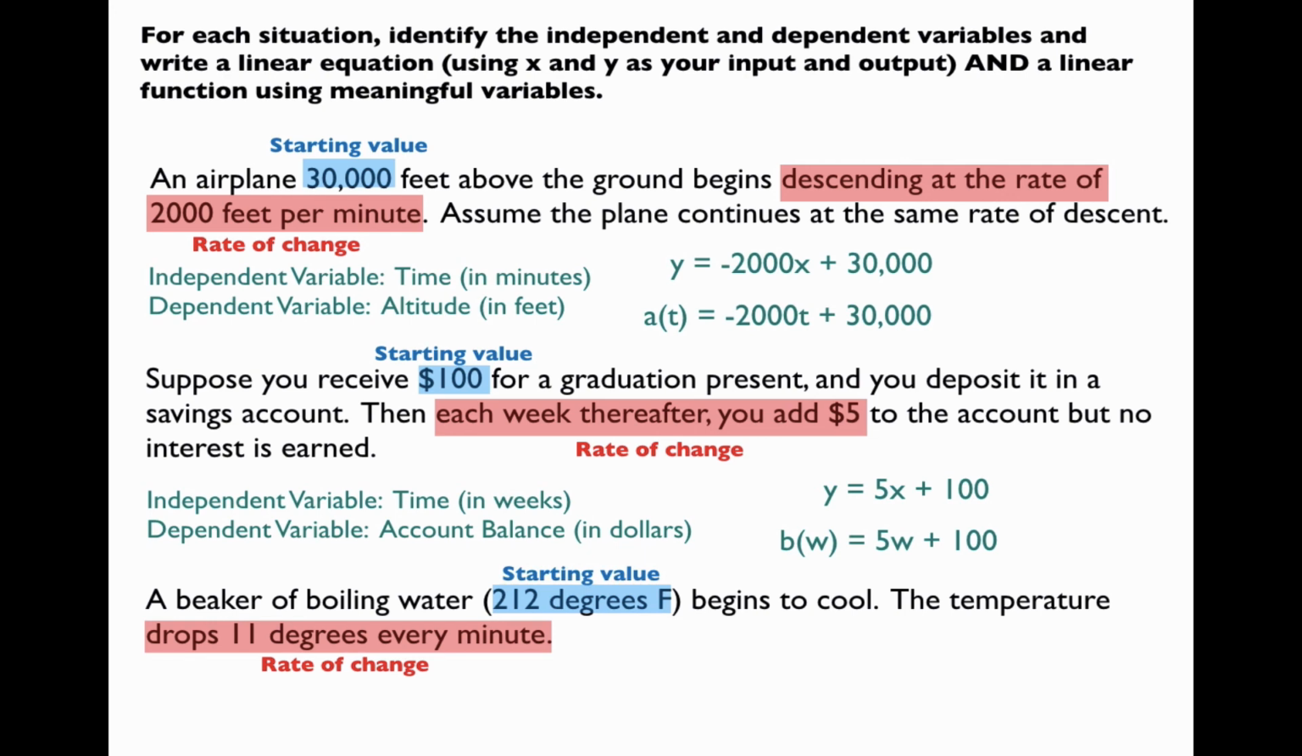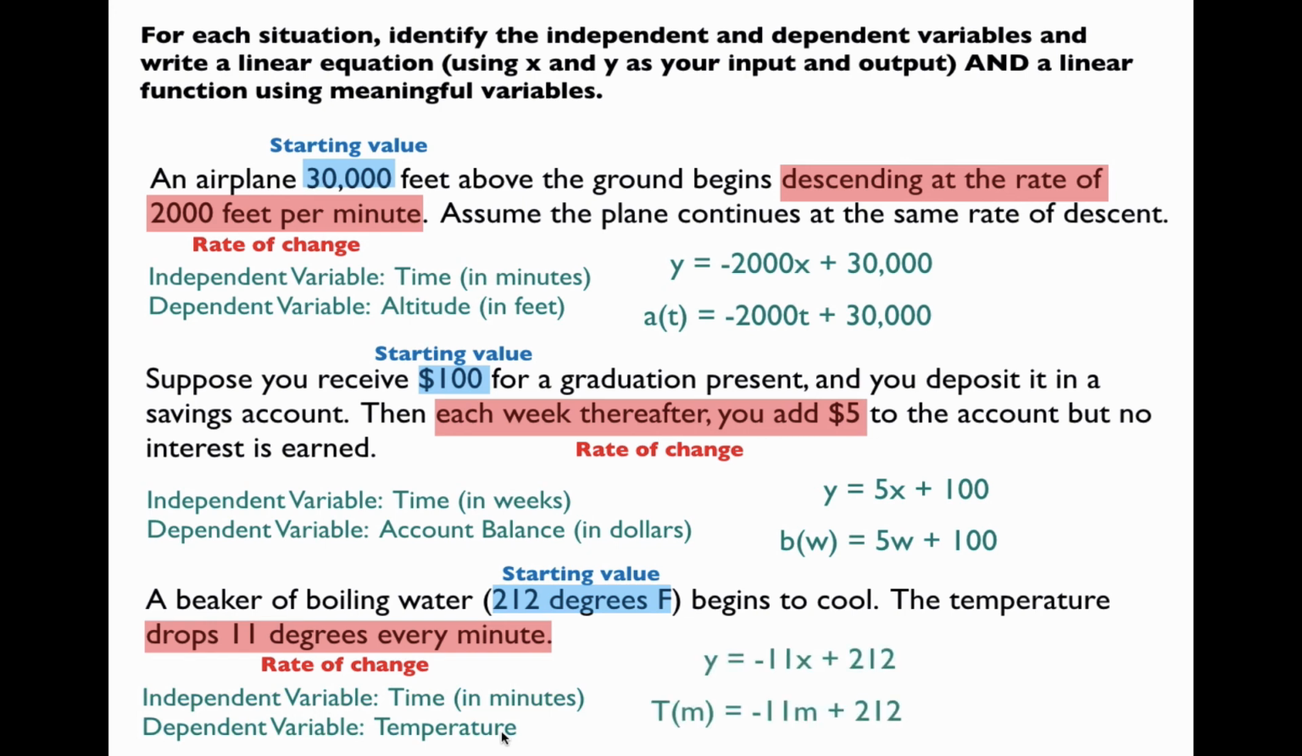Now, what are our independent and dependent variables? Again, we look to our rate of change to identify them. If this is degrees every or per minute, then degrees is our numerator or our dependent variable, and minute is our denominator or our independent variable. So our independent variable is time measured in minutes, and our dependent variable is temperature measured in degrees Fahrenheit. I should have specified that.